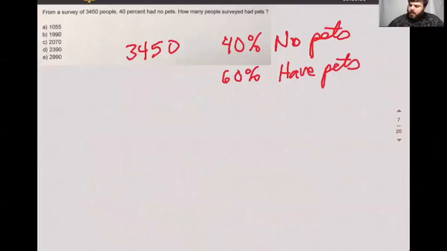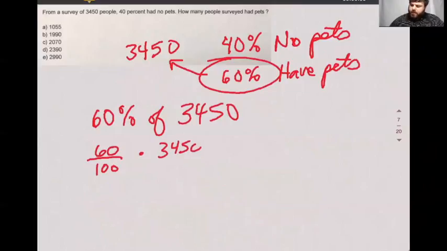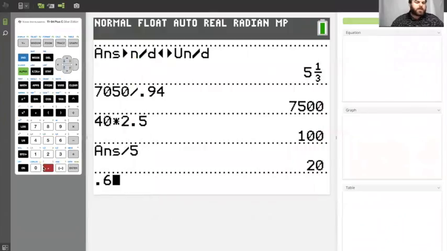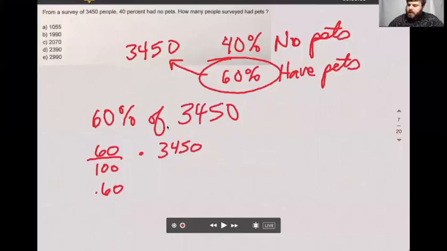So really, all I need to do is find 60% of this number. Okay, so I want to know 60% of 3,450. Remember, 60% is 60 over 100 times 3,450. Now remember, 60 out of 100 is just 0.60. Okay, so when I use my calculator here, I'm going to do 0.60 times 3450. I'm going to delete that negative sign I just added. 2070. All right, so our answer is C, 2070.